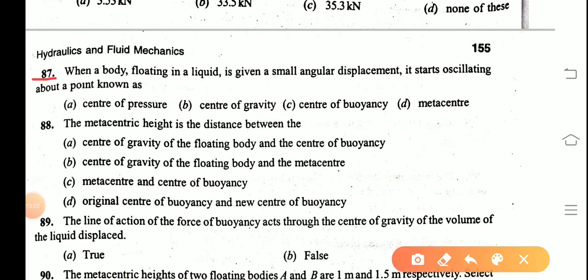87. When a body floating in a liquid is given a smaller angular displacement, it starts oscillating about a point known as. That point is known as metacenter. Now next. The metacentric height is the distance between the. Metacentric height, distance between which two? So the answer will be option B, center of gravity of the floating body and the metacenter.